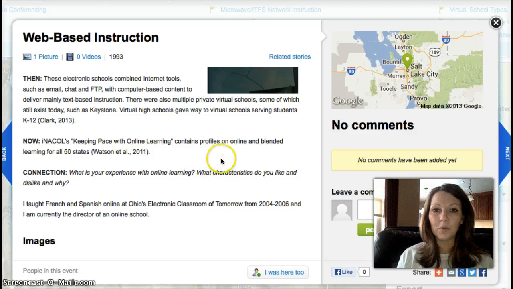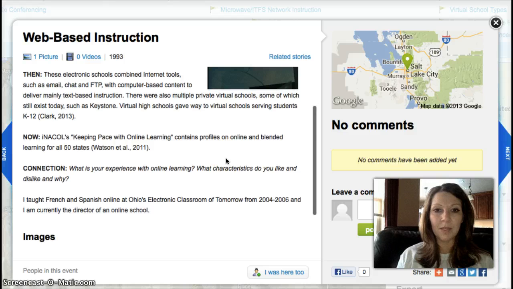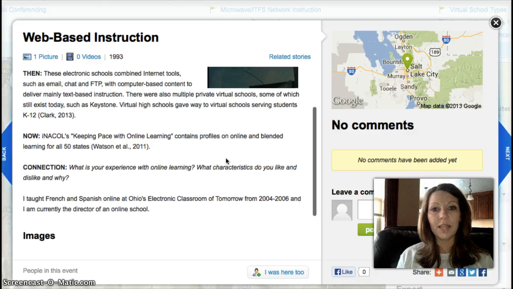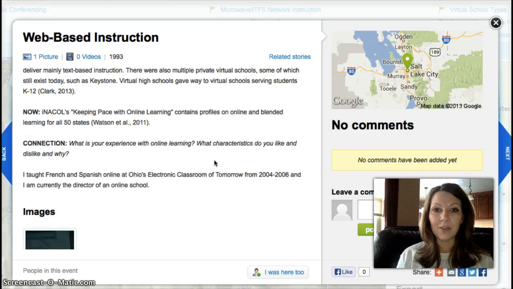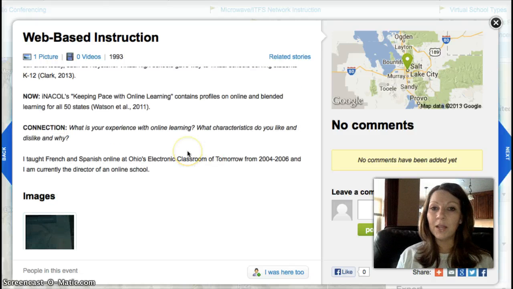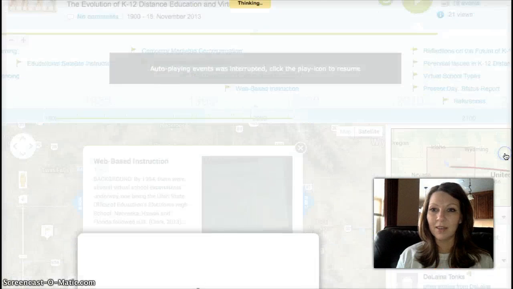There were also multiple private schools and virtual high schools that gave way to virtual schools serving students K through 12. Today, there are profiles of online and blended schools for all 50 states. What is your experience with online learning? What characteristics do you like and dislike, and why?